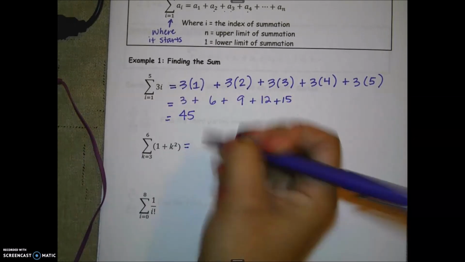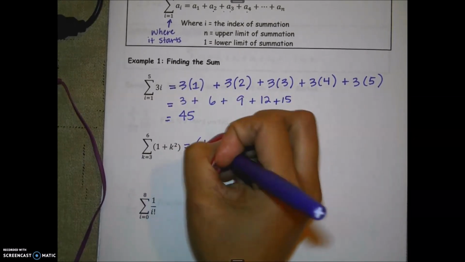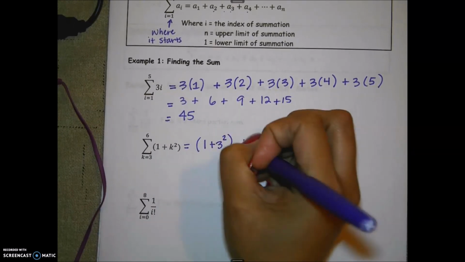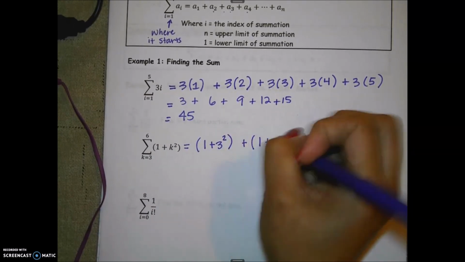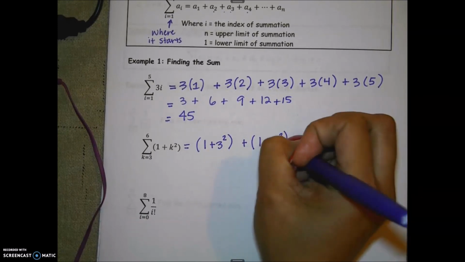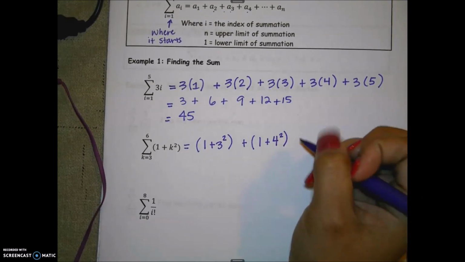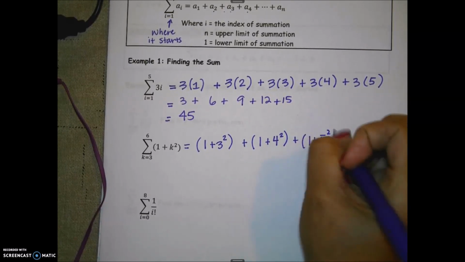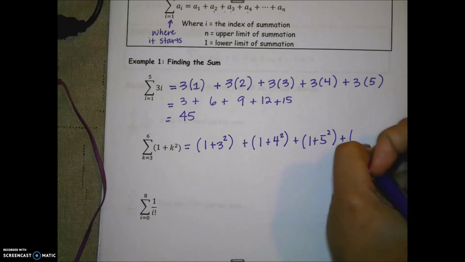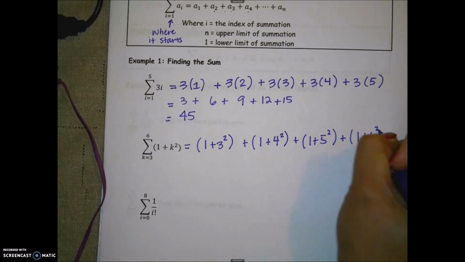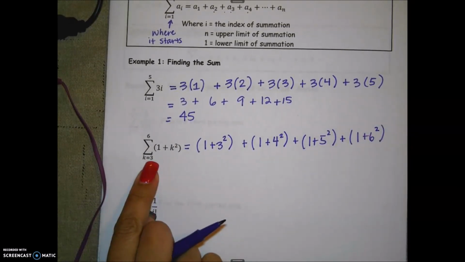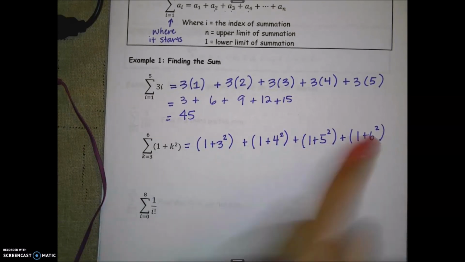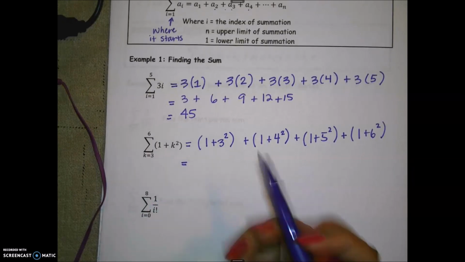So now I want to take 1 plus 3 squared plus 1 plus 4 squared, plus 1 plus 5 squared, plus 1 plus 6 squared. So now you've gotten from your lower limit all the way up to your upper limit, 3, 4, 5, and 6. All right, so now you can work it out.